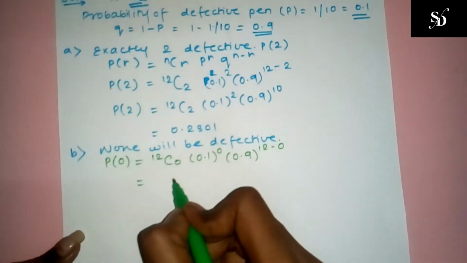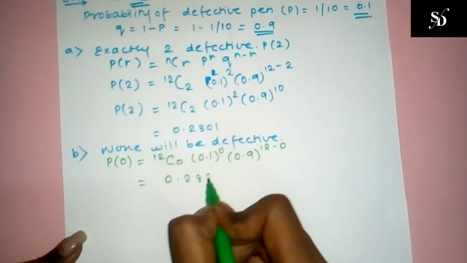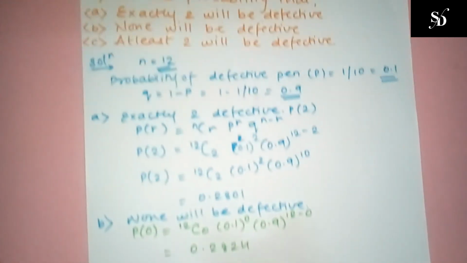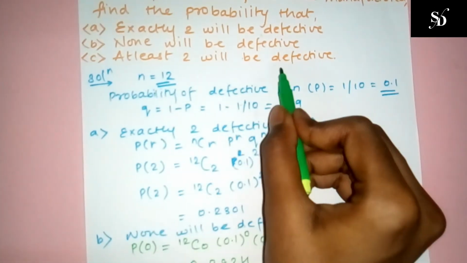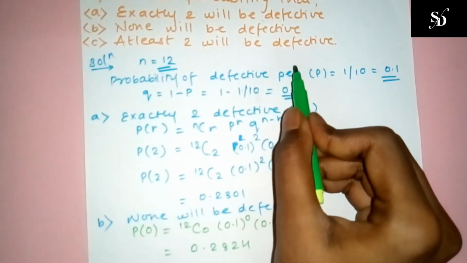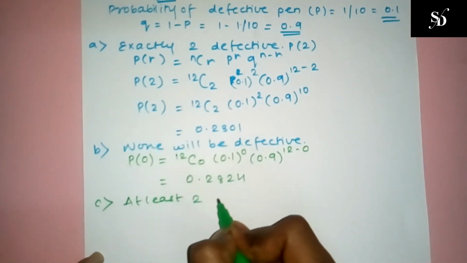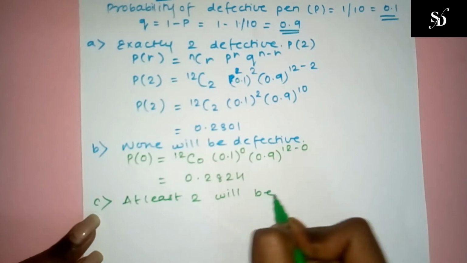So the answer I'll write over here, it is 0.2824. You will get somewhere near this, then you are right. Then the third thing we have to find is at least 2 will be defective. Now this one is very important and very useful also. At least 2 will be defective.